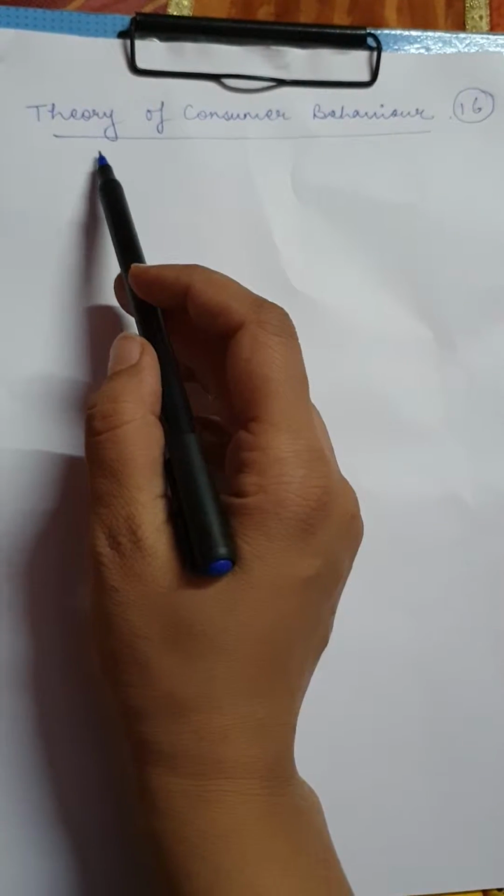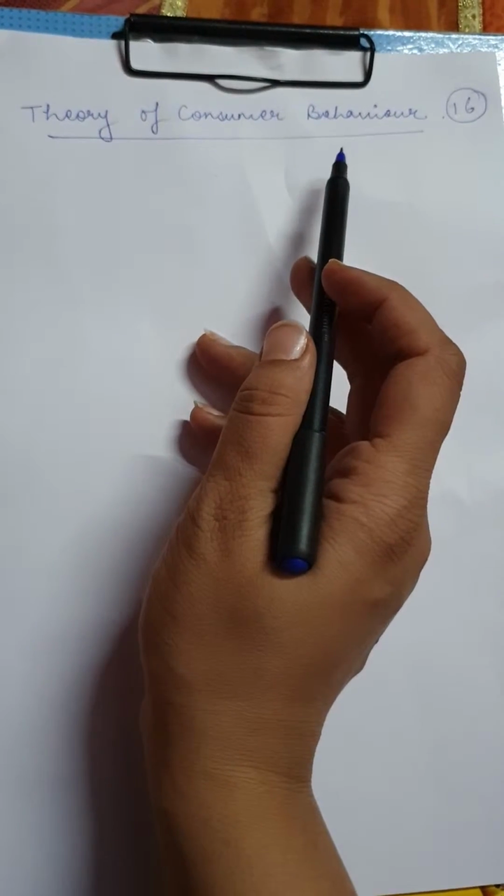Hello friends, today we are starting unit 2 of Microeconomics. The name of the unit is Theory of Consumer Behavior. This unit comes for 16 marks in the board exam.